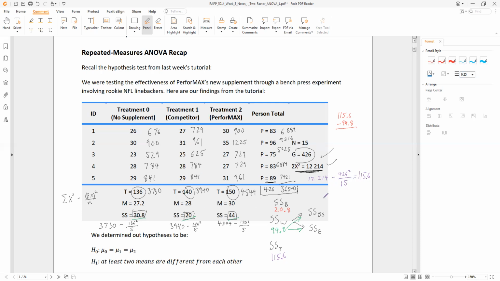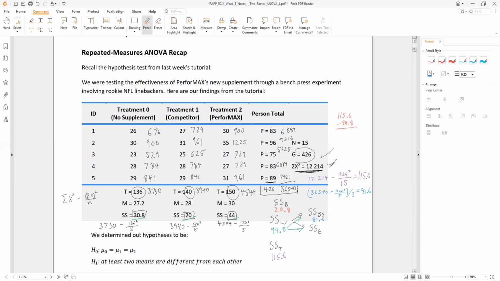What am I going to do? I'm going to do my same formula again. I'm going to do the 36,540 minus the 426 squared over 5. But then I'm going to have to do the whole thing over 3, I think is what I said last time. And that's going to get me 81.6. And that's my 81.6 here. Okay, so use the same formula, you divide by 3.